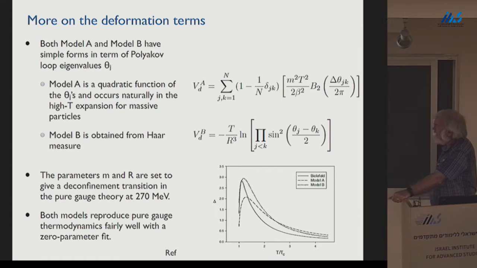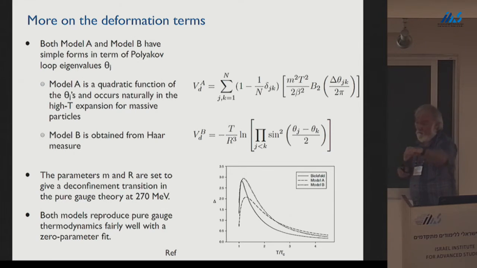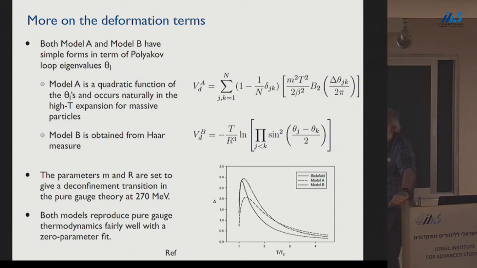I can also write model A and model B in more analytically tractable forms. Here's B2 as promised in terms of the differences of the eigenvalues here. And here's model B, which, if you're familiar with random matrix theory, should look familiar because what it actually represents is, aside from some factors in front, the log of Haar measure in a diagonal gauge. Spread evenly. Exactly. What it does is it actually enforces the Z-n symmetry of the underlying gauge theory by making the eigenvalues repel so they're uniformly distributed around the unit circle. You're exactly right.